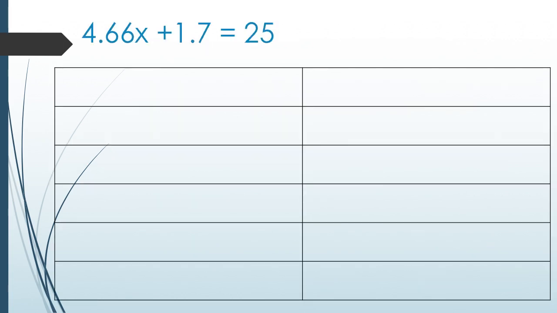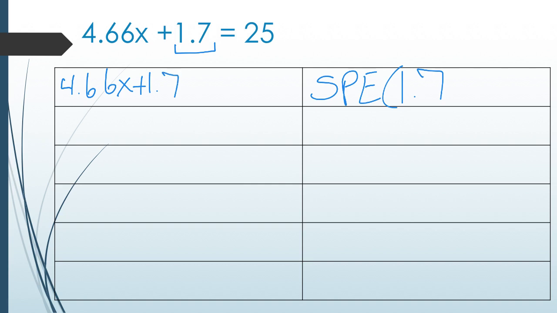So next, we're going to solve this. We've written this problem now twice. Now we're going to solve it. The first thing I'm going to do is I want to get rid of this 1.7. So it's being added, so I'm going to subtract. I'm going to use my subtraction property of equality. And I'm going to subtract 1.7. So I write my problem: 4.66x plus 1.7 minus 1.7 equals 25 minus 1.7.